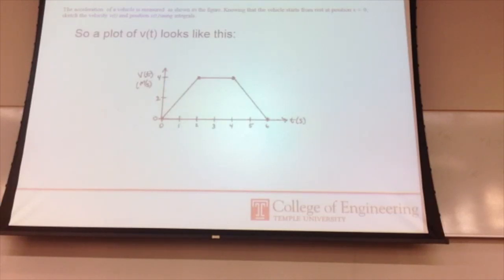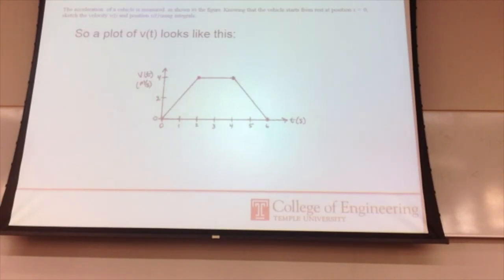So in this case, when we plot velocity, we start out at velocity equals 0. It increases linearly because the acceleration is constant. So it increases linearly for 2 seconds and reaches a velocity of 4 meters per second. For the next 2 seconds, the acceleration is 0, so the velocity is constant. And then for the last 2 seconds, the car decelerates at a constant rate of 2 meters per second squared. And so the velocity at time 6 is equal to 0.